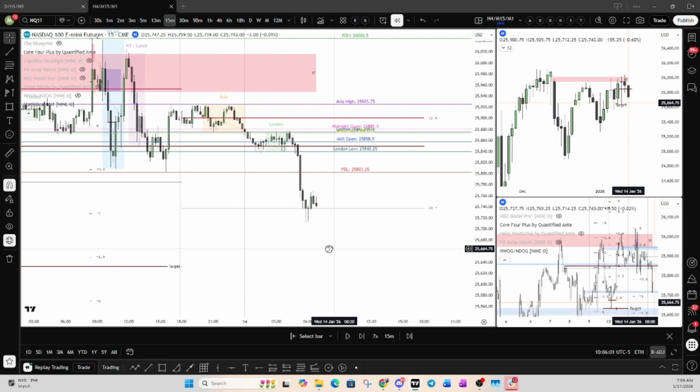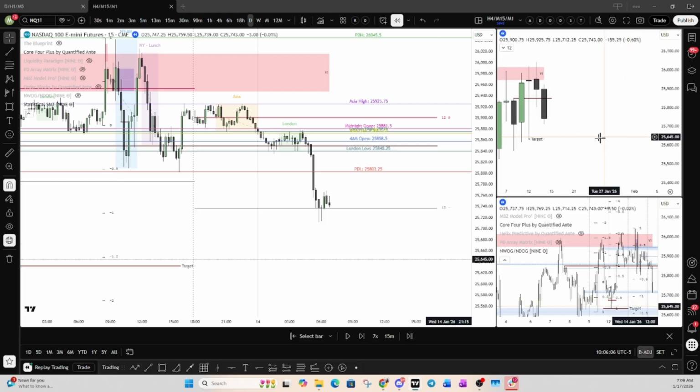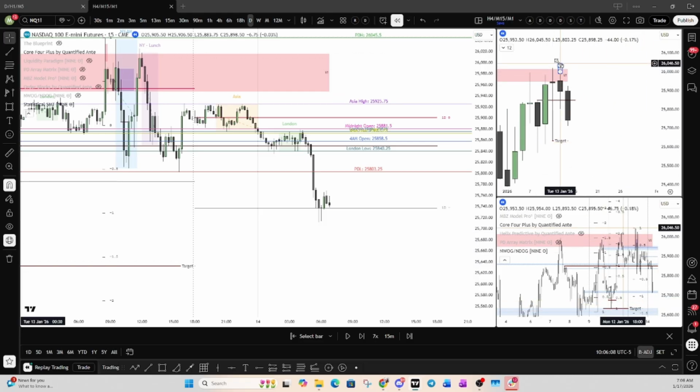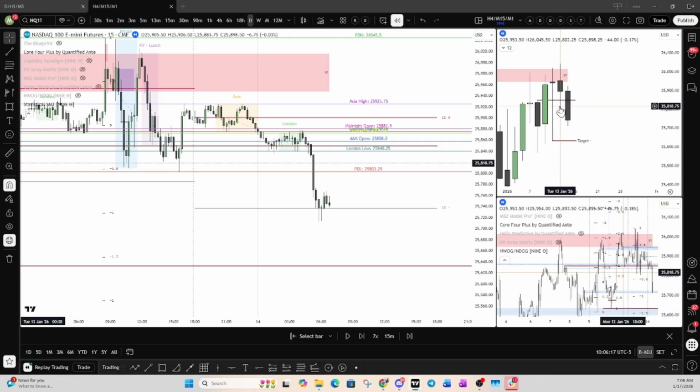So we get, oh, and again, our daily. So we're looking at our daily. We get a sweep of the high. We don't get the target met, but we do then close back inside of the range. So my target remains the same. I want this lower target, and I want this target too.